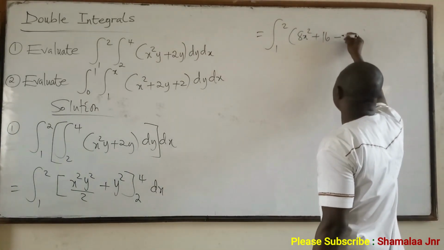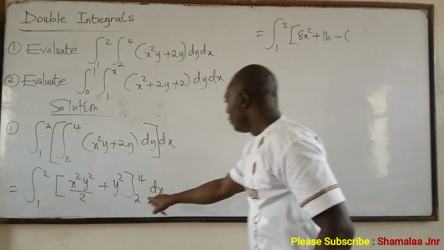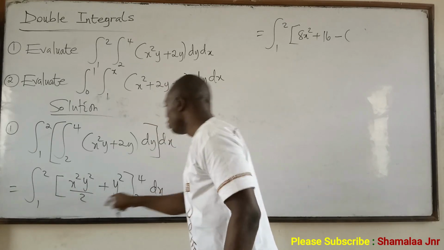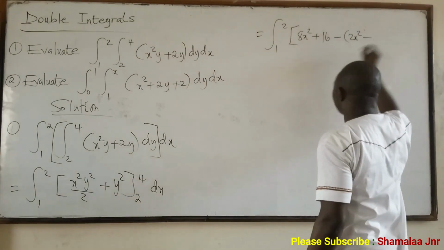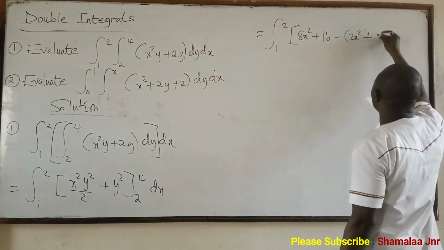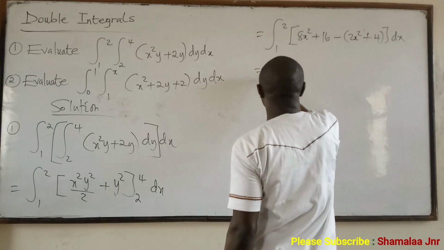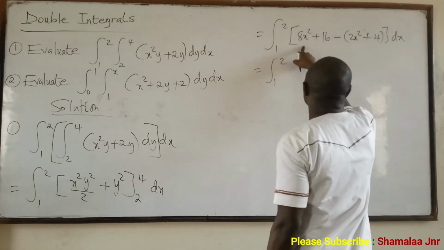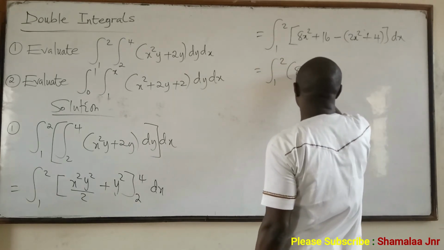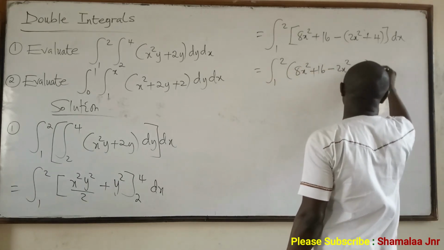Minus, let me do it this way so that everybody will understand. Minus, when you put in 2 here, 2 squared is 4, divided by 2 is 2, so this one will be 2x squared. Plus, when you put in 2, wherever you see y, 2 squared is 4. So have it this way, dx. So this is equal to integral from 1 to 2, 8x squared plus 16 minus 2x squared minus 4, when you open the brackets, dx.